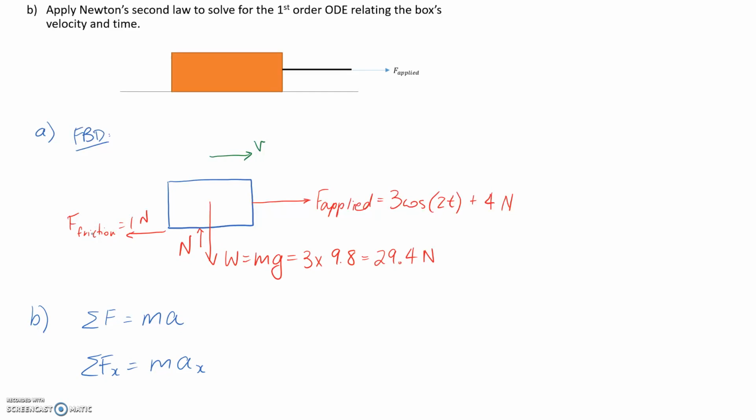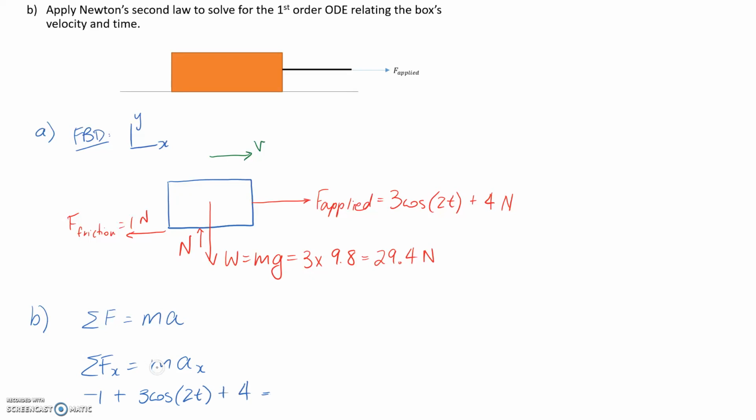I've got my friction force here, and I'm going to assume that if I pop in my coordinate system, this is in the negative x direction, so I'm going to pop it in my equation as -1. And the only other force in the horizontal direction is this applied force, and it's in the direction of the positive x-axis, so it's going to go in as positive to my equation.